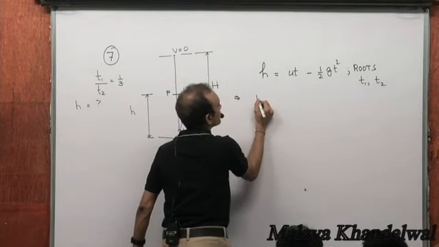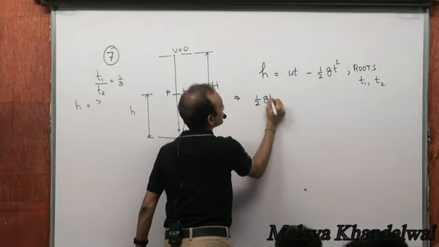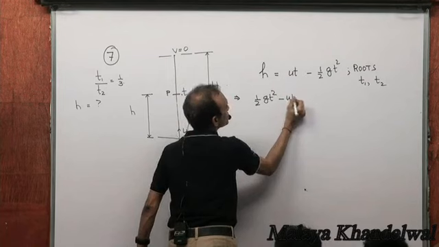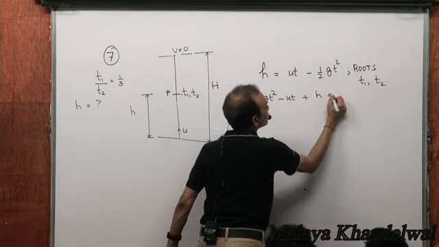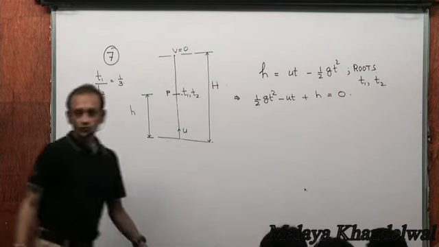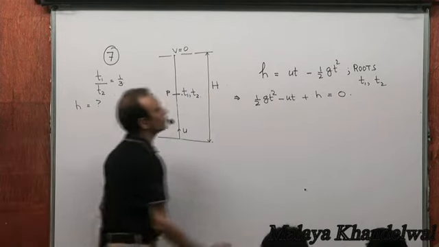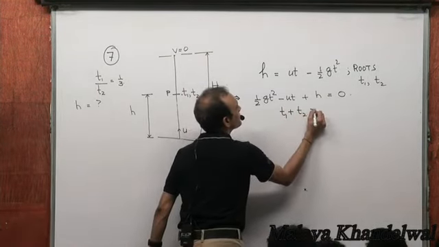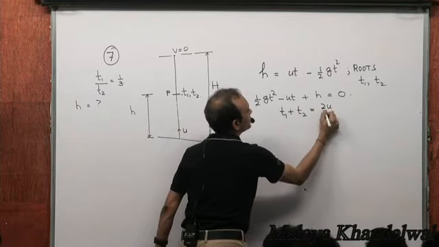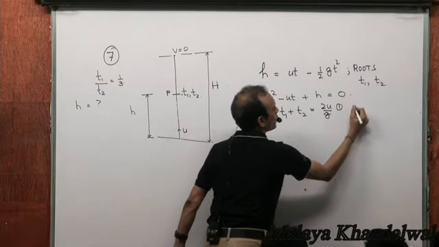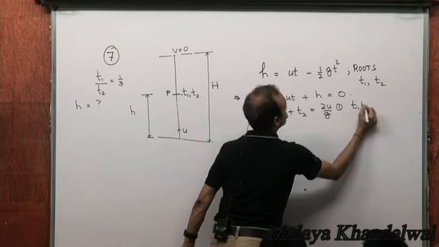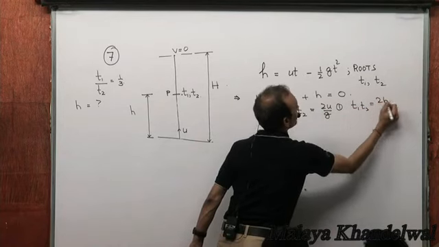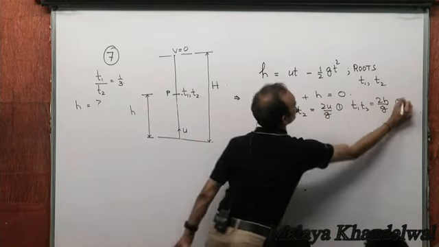Now this gives me half gt squared minus ut plus h is 0. Now, what would be the sum of the roots? t1 plus t2 is minus b by a, so 2u by g. What will be the product of the roots? t1 t2 is c by a, 2h by g. Yes or no? Do you all understand this?